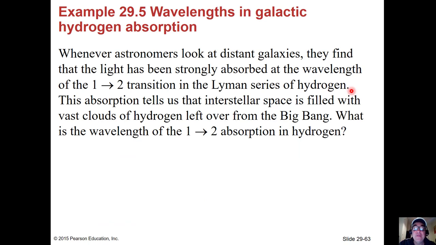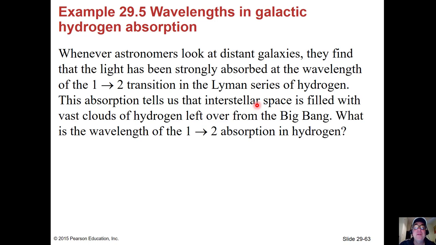Here's an example we can take a look at. Okay, let me read it here. When astronomers look at distant galaxies, they find that light has been strongly absorbed at the wavelength of the 1 to 2 transition in the Lyman series for hydrogen. Okay, this absorption tells us that interstellar space is filled with vast clouds of hydrogen left over from the Big Bang. What is the wavelength of the 1 to 2 absorption in hydrogen?